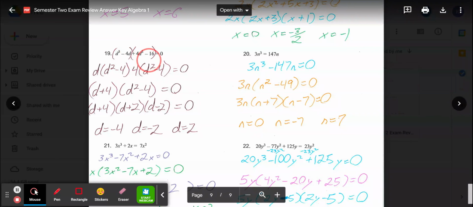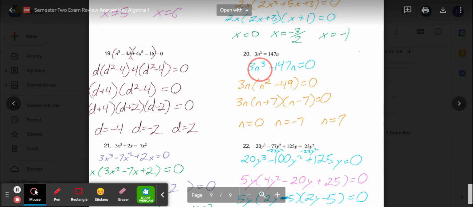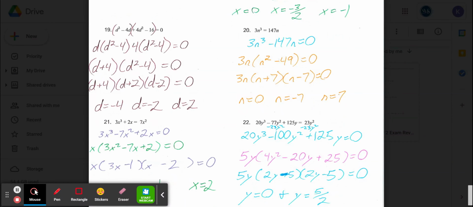19, we have 4 terms, so we had to use our grouping approach. You can see all the work there. Same with 20, we end up with 3n to the third minus 147n. After we pull out the 3n, we get a difference of 2 squares. So it'd be 3n times n plus 7 times n minus 7, giving us 3 different answers.